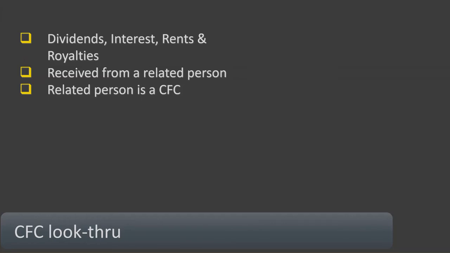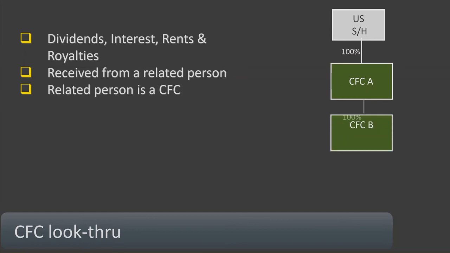Let's do an example to better illustrate. Assume a U.S. shareholder wholly owns CFC A. CFC A owns 100% of CFC B, and CFC B owns 100% of CFC C. All entities are new this year, so their E&P generated will come only from current year earnings. Let's also assume CFC C earned $300 of book income during the year all through its business activities, and none of it is Subpart F income.